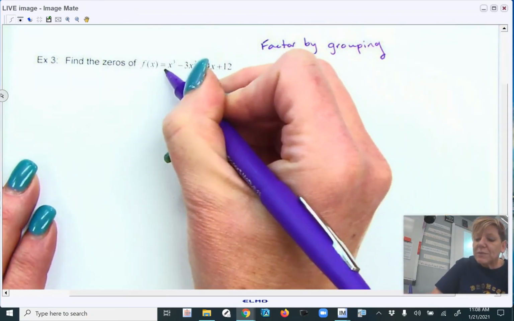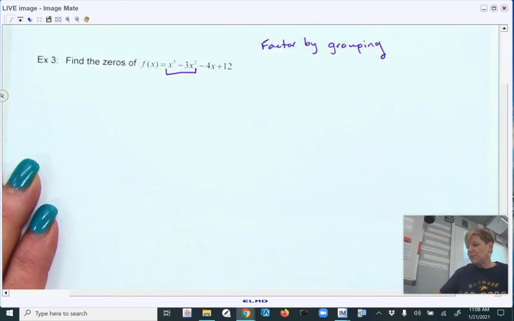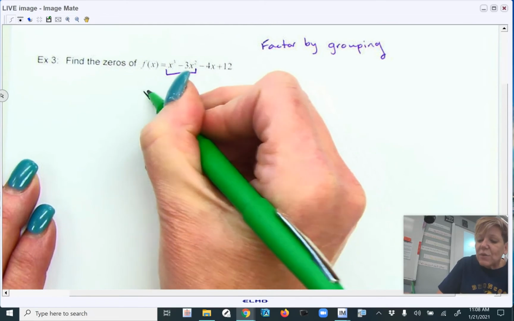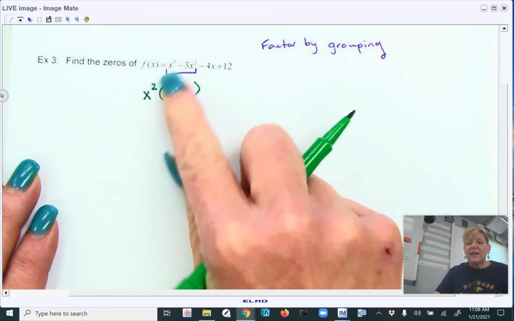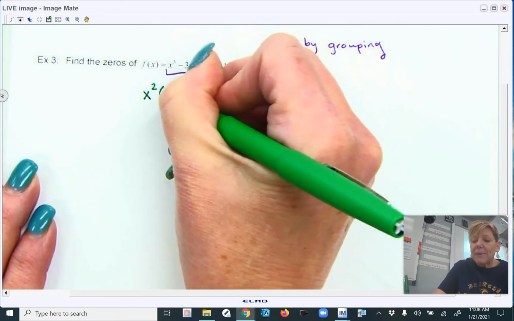So I'm going to group these first 2 together, and I'm going to pull out their GCF. What do they have in common? They have an x squared in common. And so when I divide that x squared out, I get x minus 3.